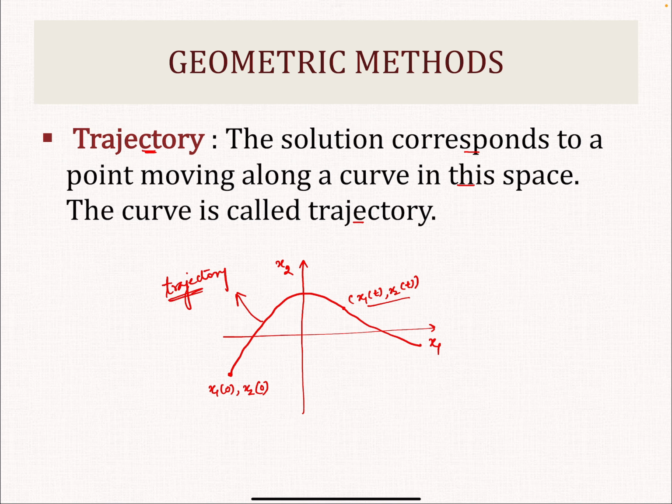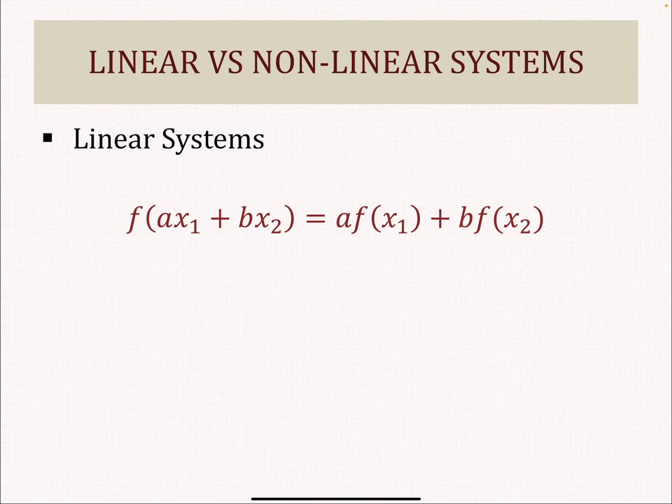Trajectory is showing the behavior of the system from initial states. Now we will consider one more important thing. What are linear systems? Linear systems have a property where we can break down the system and we can superimpose also. So let's understand this by using an example. This is a mathematical definition of a linear system.